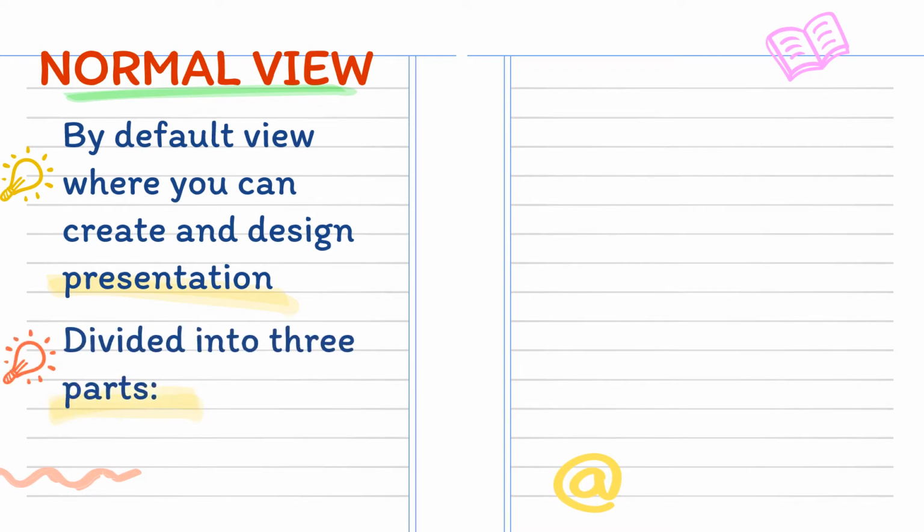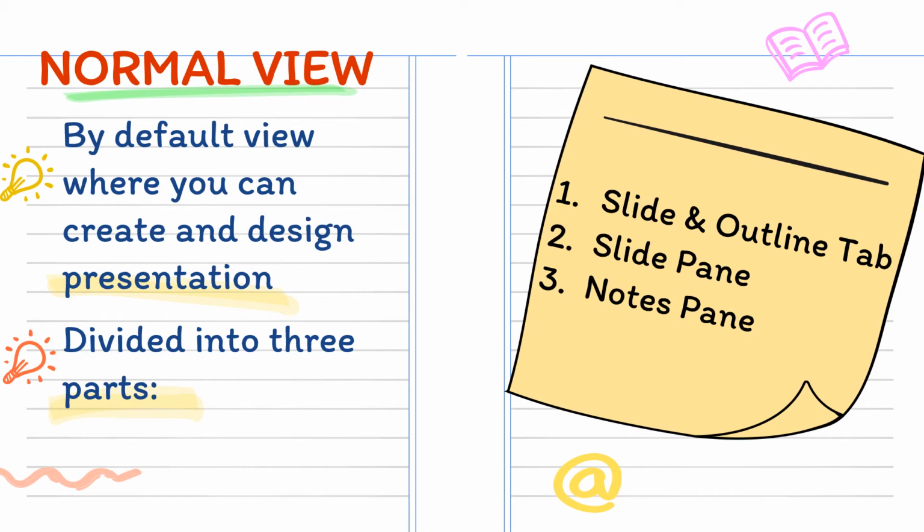This view is divided into 3 parts. That means the screen of the normal view is divided into 3 parts or 3 sections. Slide and outline pane on the left hand side, slide pane in the middle, and the notes pane at the bottom. These are the 3 sections of the normal view.